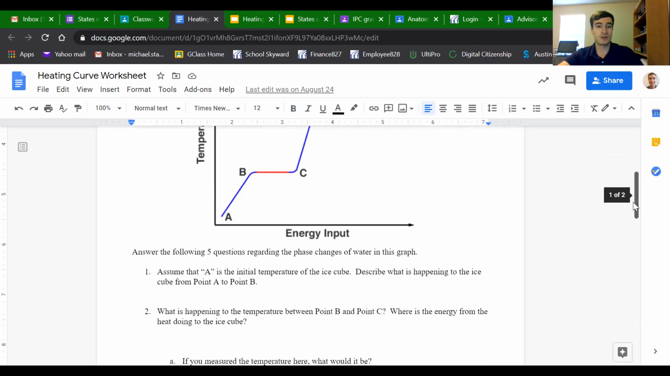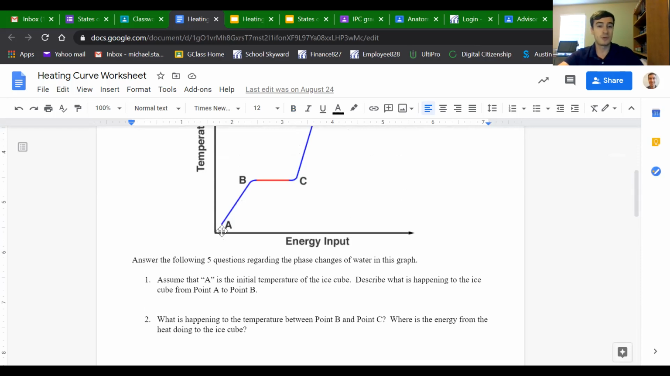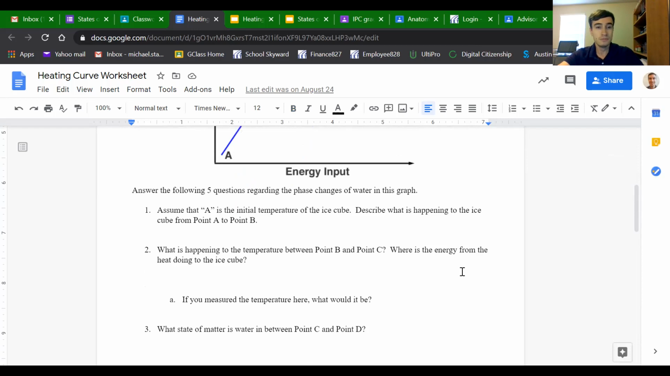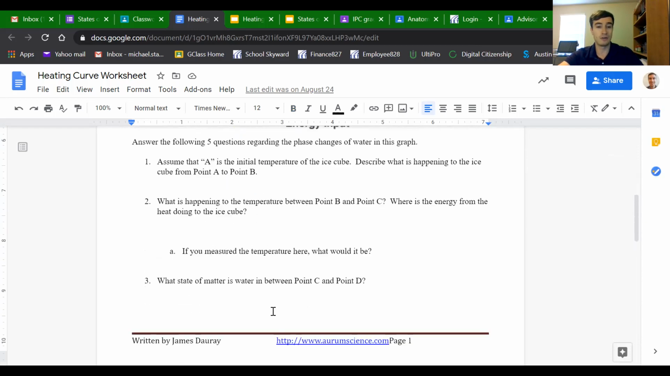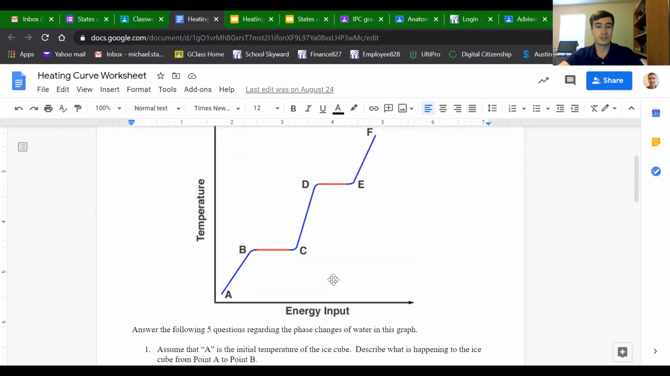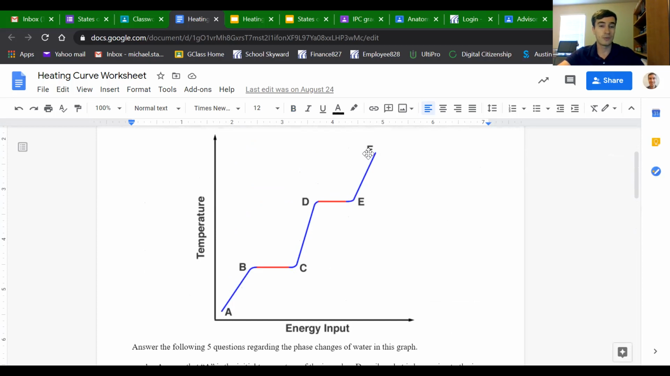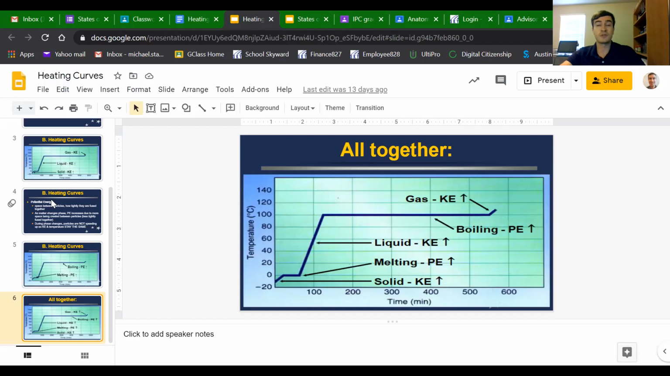And so down here, the questions are things like, what's happening in between A and B? What is the state of this matter? So is it a solid, liquid, or a gas if we're between C and D? So those are the kind of questions that you'll be answering about our labeled heating curve right here. So again, if you go back to the notes that we were just looking at and that are posted on the Google Classroom, then hopefully you should be able to find those answers pretty easily.